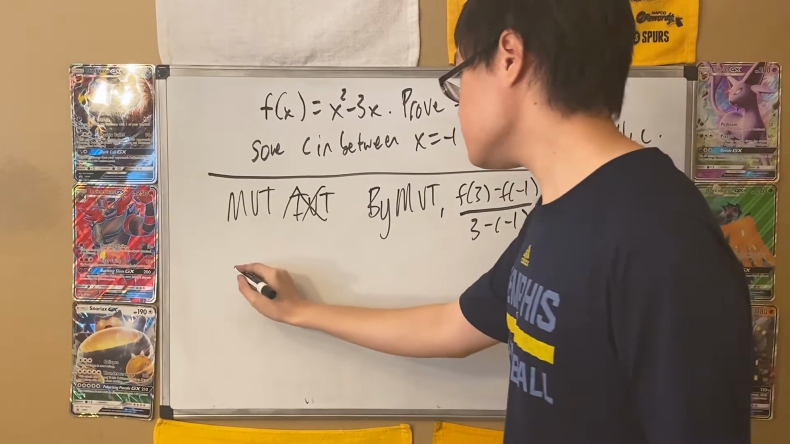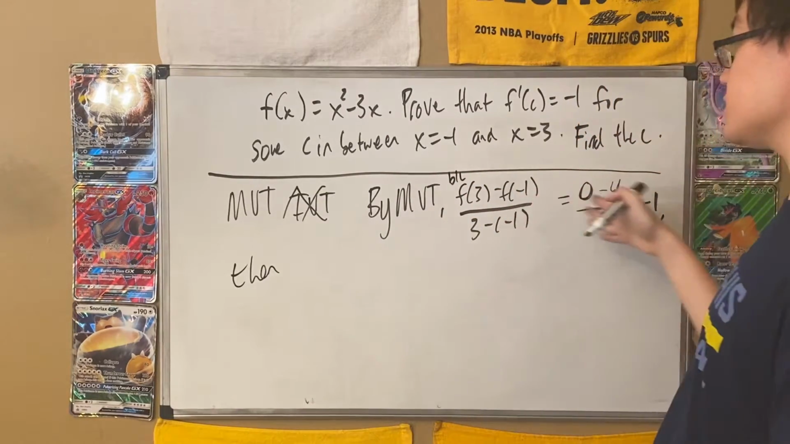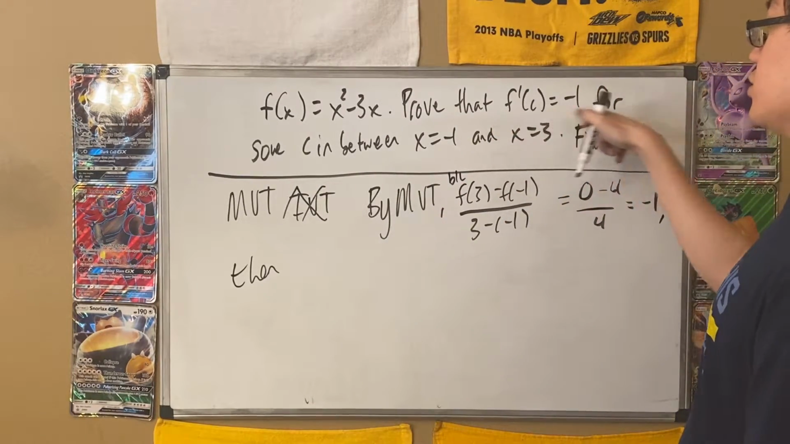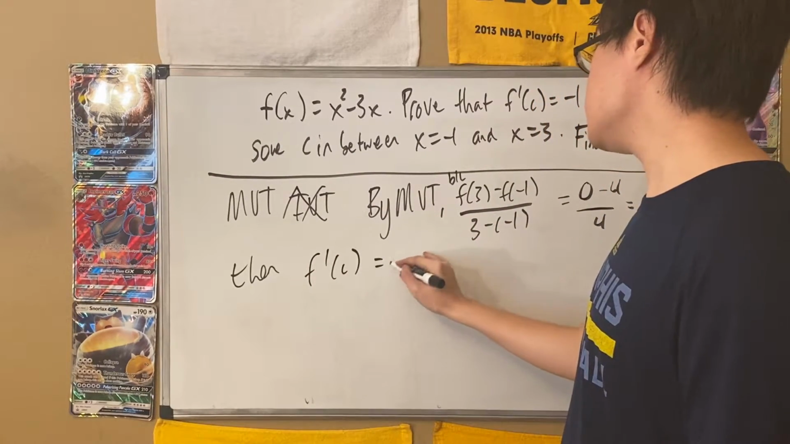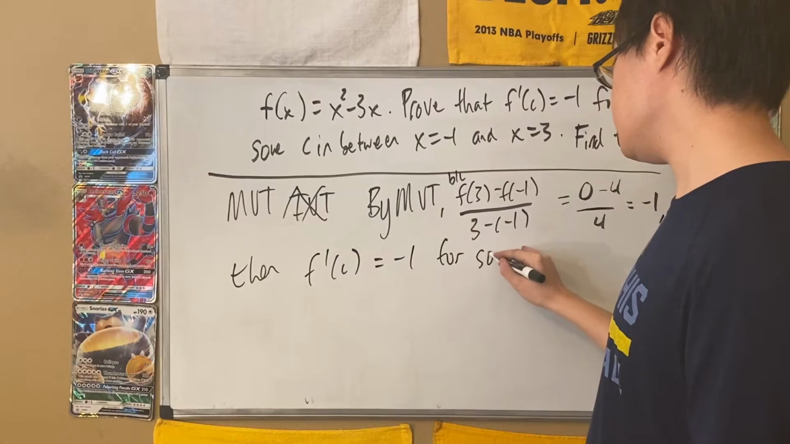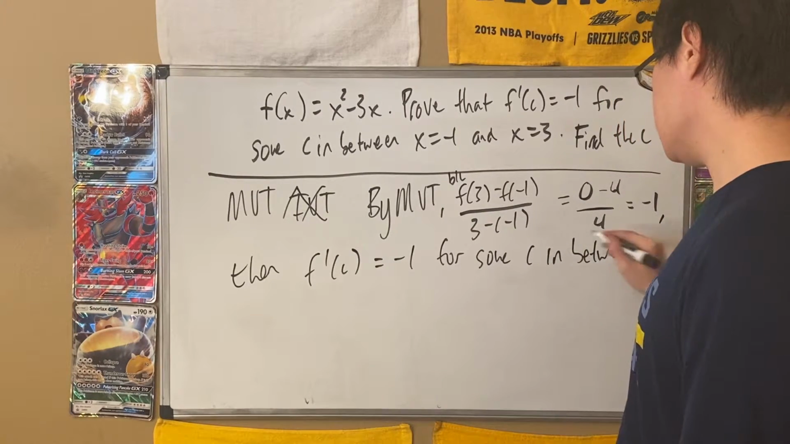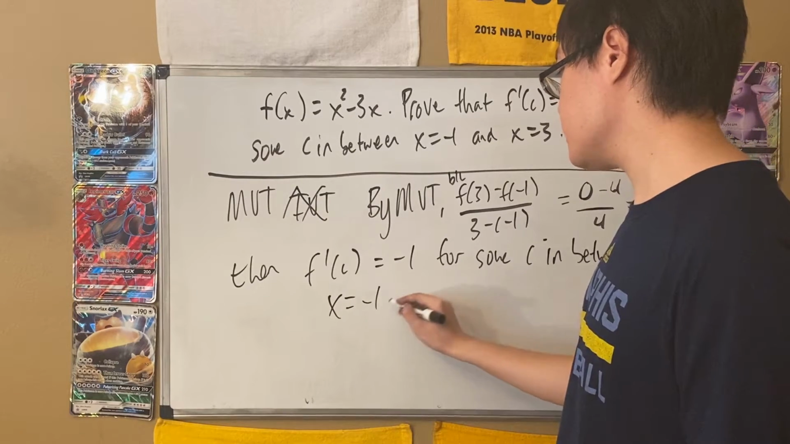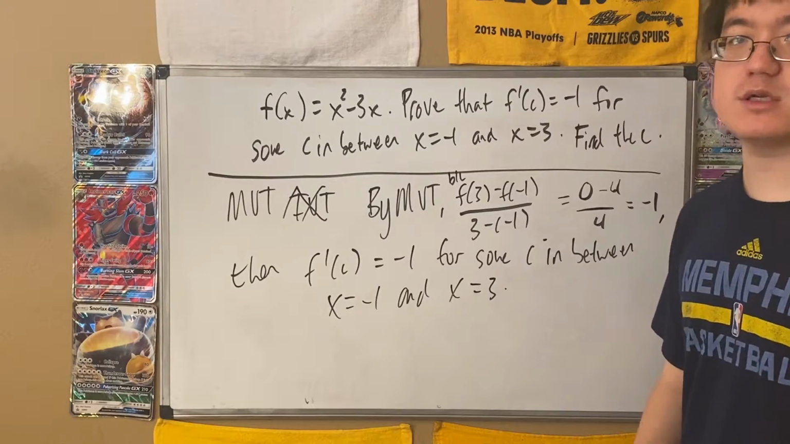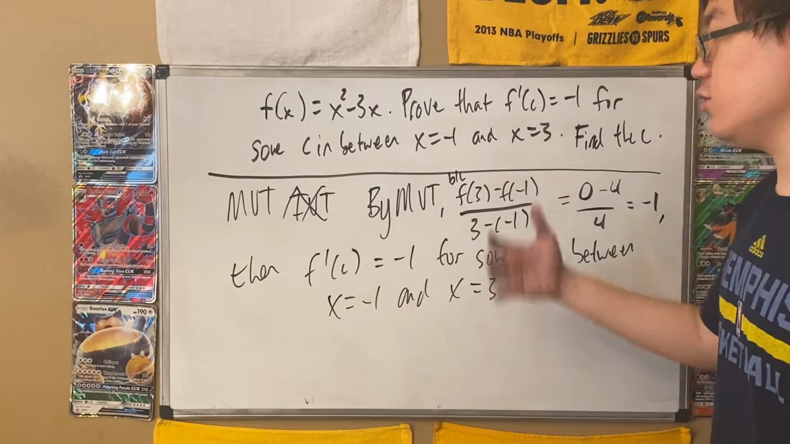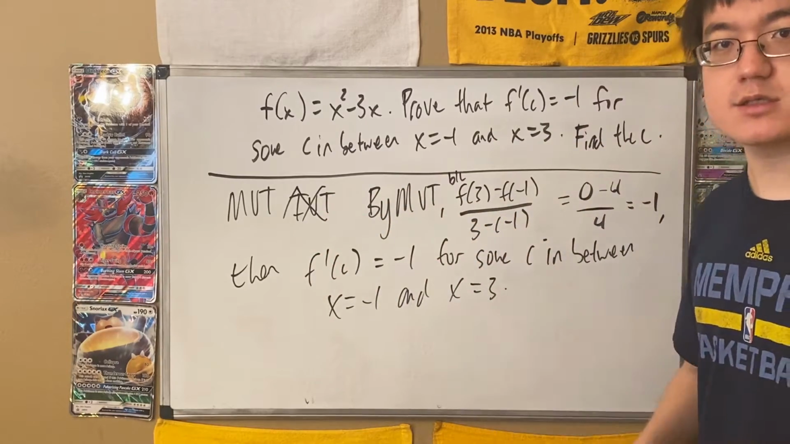Then, maybe we should put a because here. Because the algebra slope equals -1, then, and we're just going to rewrite this: f prime of c equals -1 for some c in between x is equal to -1 and x is equal to 3. And that's the first question. This is how you do MVT questions. You find algebra slope and verify it's the number they want, and then you write their sentence.